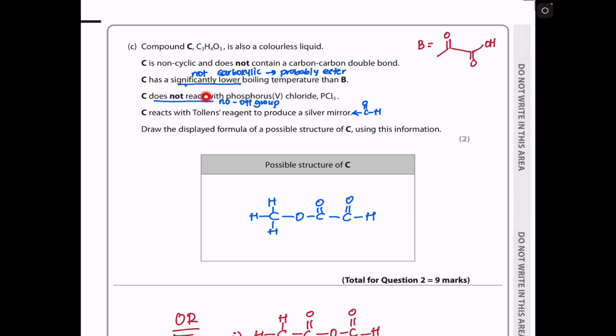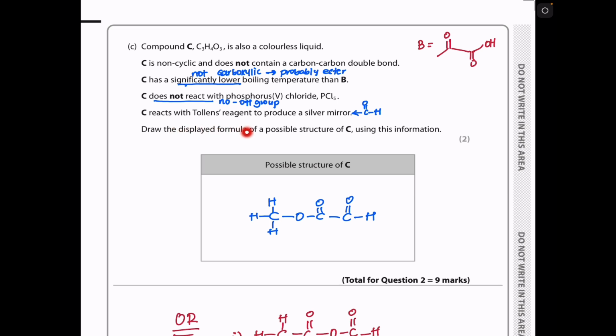Then they say C does not react with phosphorus pentachloride, and this tells us there is no OH group. They say C reacts with Tollens' reagent to produce a silver mirror, so that confirms C has an aldehyde functional group. And this is true because B had a ketone functional group and aldehydes and ketones are isomers.